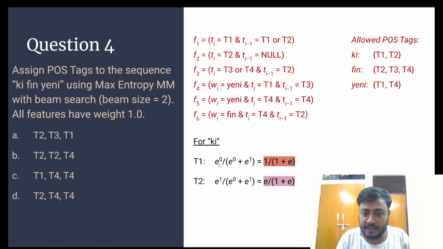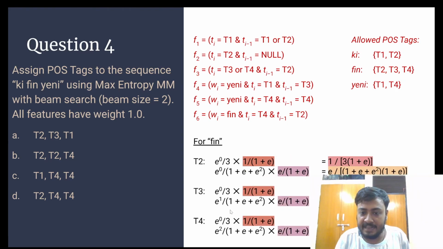So you need to calculate the number of features which are applicable for the given combination of wi, ti and ti minus 1. For the first word there is no ti minus 1. Basically ti minus 1 is null. Alright. So that is there. And in the next steps you also have to consider the ti minus 1. This is one part of the main trick of this problem.